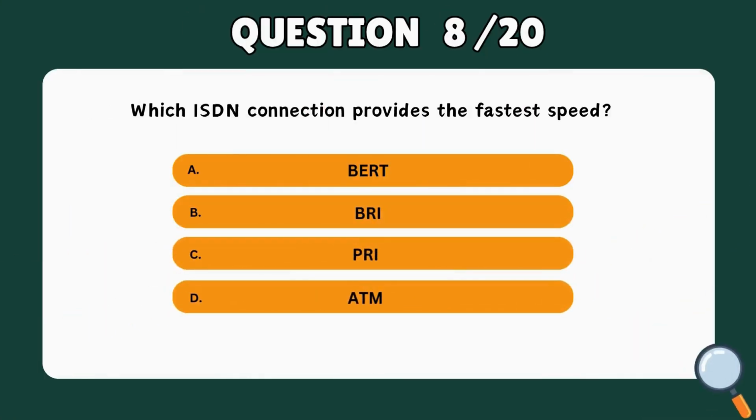Question 8. Which ISDN connection provides the fastest speed? A. BERT. B. BRI. C. PRI. D. ATM.